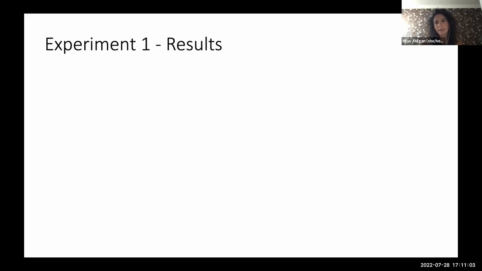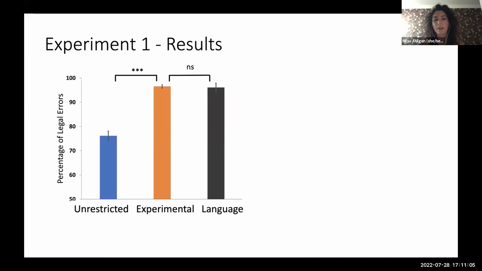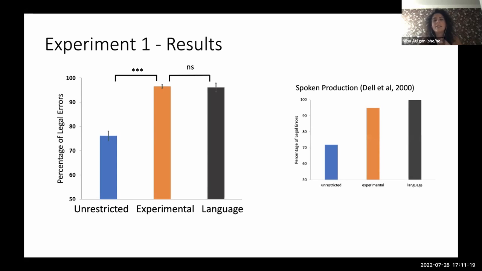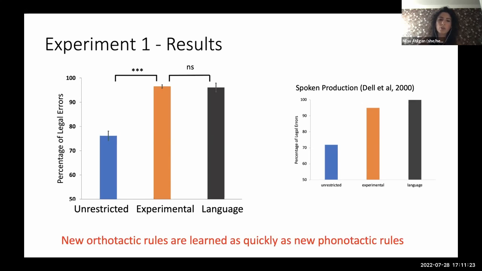Okay, what we found in experiment 1 is a very clear pattern. The legality of errors for experimental constraints and language-wide constraints were very comparable, not different at all, but both drastically higher than the unrestricted constraints. Just to remind you, this is very similar to what they found in spoken production. So what we concluded is that new orthotactic rules are learned as quickly as new phonotactic rules.